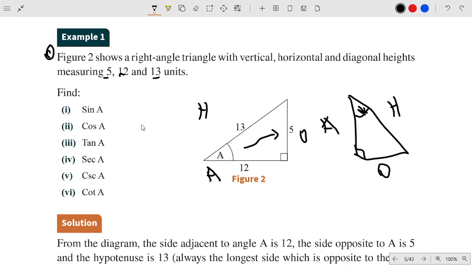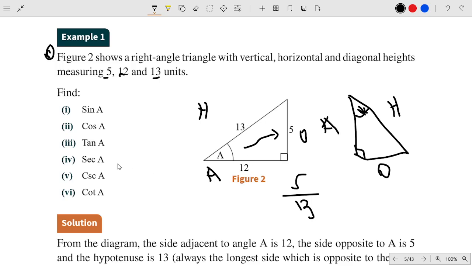So when we are going for sine A, sine A will be equal to opposite on hypotenuse. So the opposite is 5 divided by the hypotenuse, which is 13. So sine A will be 5 on 13. Cos A is adjacent on hypotenuse. So that one will be 12 on 13.